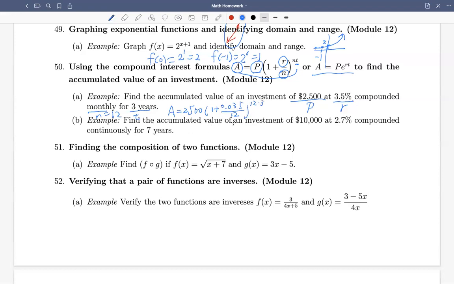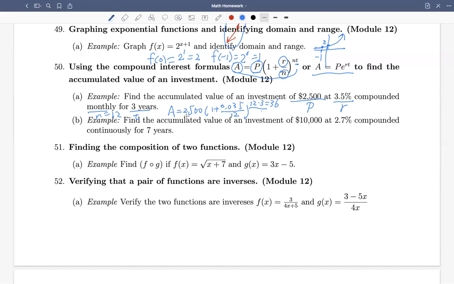Then we have to use a calculator to calculate this, all right? So when we put it into the calculator, make sure you put the 2,500 multiplied by parentheses. Then 1 plus, inside the parentheses, 1 plus 0.035 over 12. Then parentheses raised to 12 times 3, which is 36. All right, because the order of operations is very important here. If you could, you do 1 plus 0.035 divided by 12 first. Then you raise this to 36.